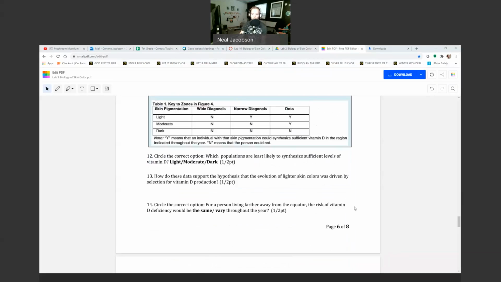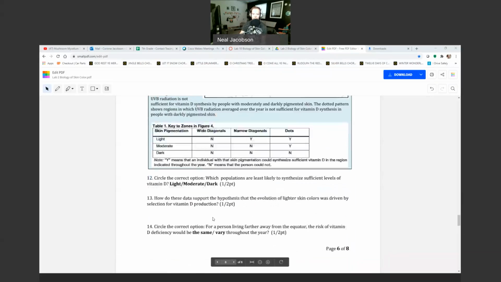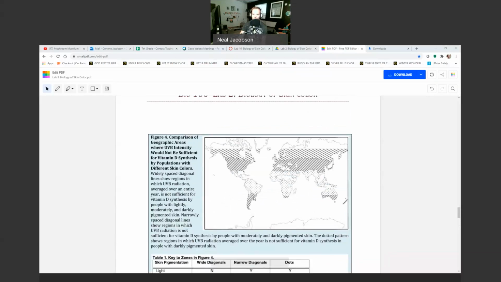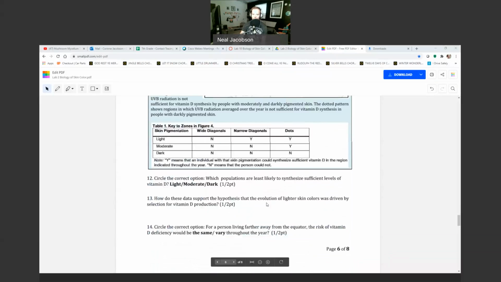For a person living further away from the equator, would the risk of vitamin D deficiency be the same or vary throughout the year? Looking up here, if you live further away, would you be more likely to be insufficient in vitamin D or less likely? Well, think about this. As you move further away from the equator, you get through seasons, right? The equator is always closest to the sun. But as you move further away in latitude, your UV exposure varies a lot throughout the year. And so that's going to affect your risk of vitamin D deficiency throughout the year.